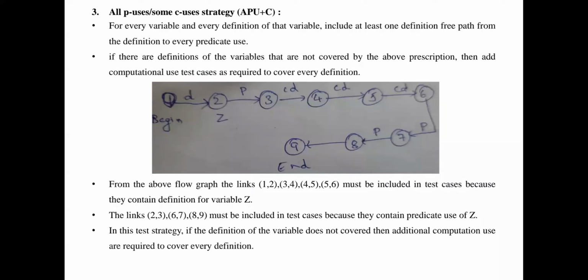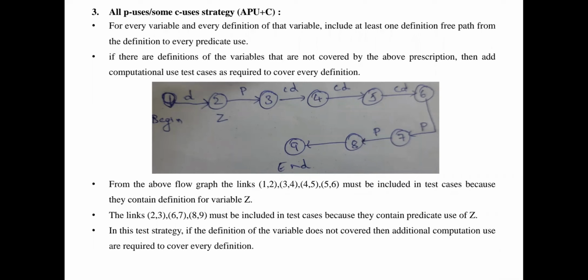If there is any definition of a variable that is not covered, in case you are taking a path that contains a definition but is not followed by any predicate, that is not covered by the above description, then we add computational use tests. We have another option: we can add a computational link to that particular path, as required to cover every definition. So to cover every definition, we add some computational path if there is no predicate.